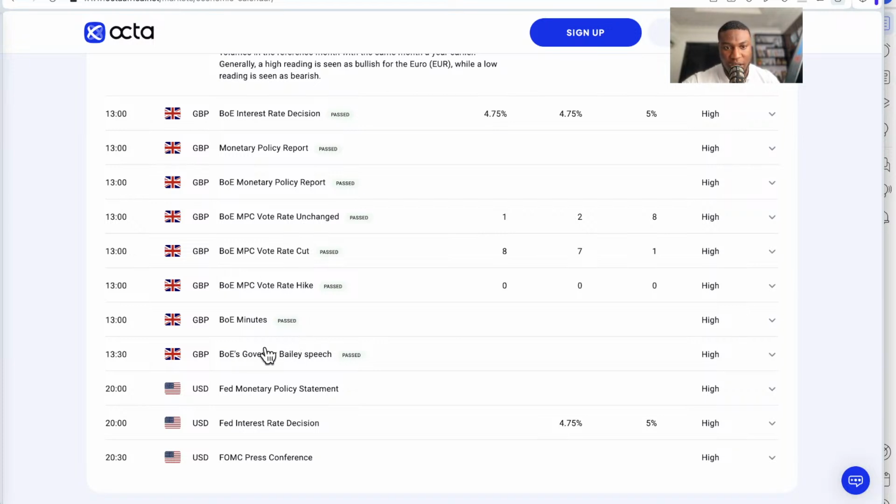Like today, we had the Bank of England's Governor Bailey's speech, and during this speech, he was a bit cautious with the rate hike. He was like, "We're going to get more data before we can make decisions on interest rate decisions, whether to cut the rates or increase rates."